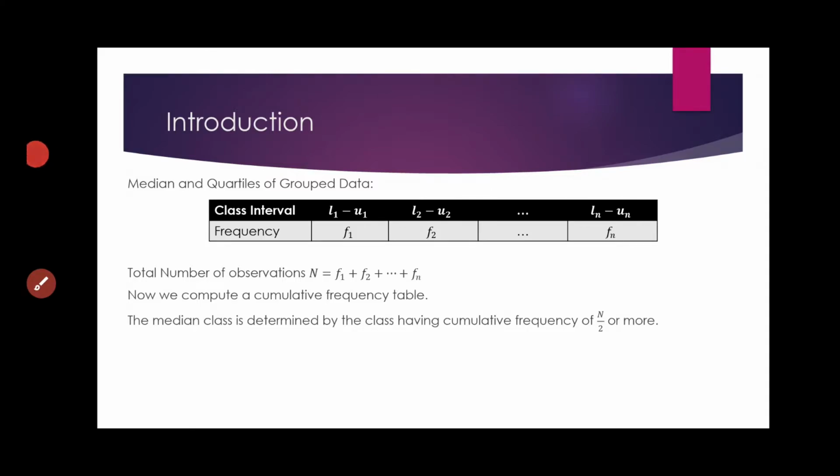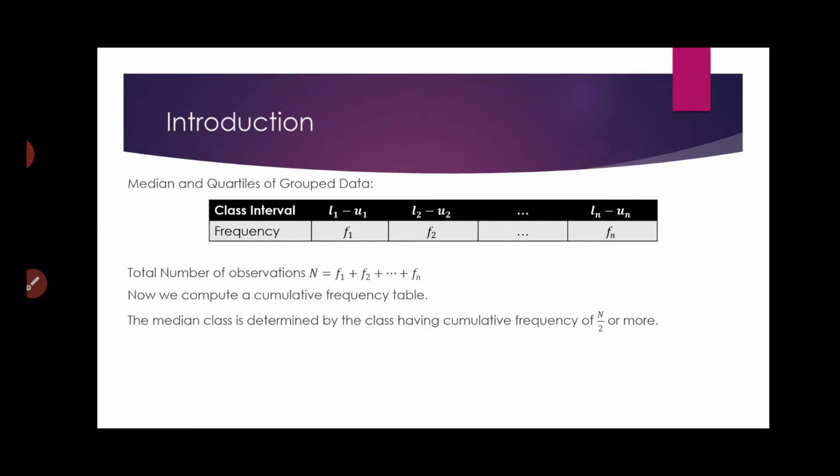Keeping that in mind, our first job will be to identify the median class. And how to identify the median class? It is the class having a cumulative frequency equal to n by 2, that is the total number of observations divided by 2, or more than that. It need not necessarily be exactly half of the total observations. It can be even more than that, but really doesn't matter.